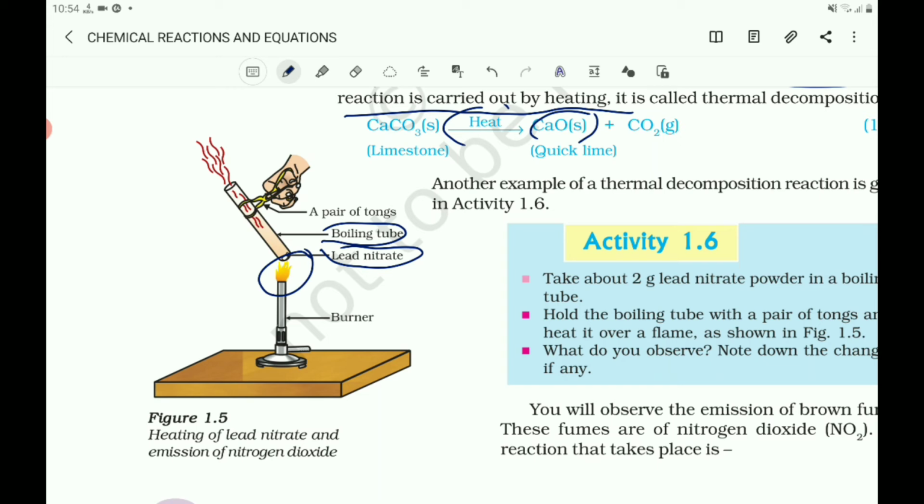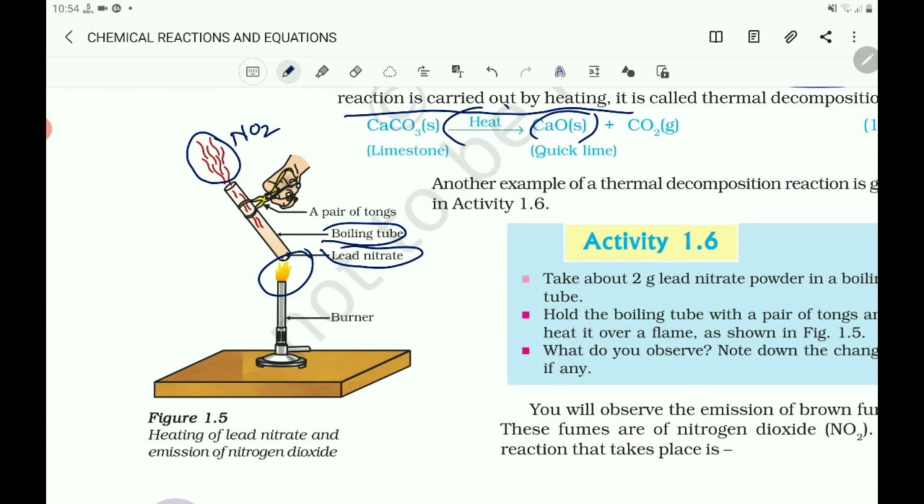You can observe that a brown residue is formed here. Pungent smelling fumes of nitrogen dioxide are evolved. A gas will be liberated. What is that gas? That is nitrogen dioxide, NO2.